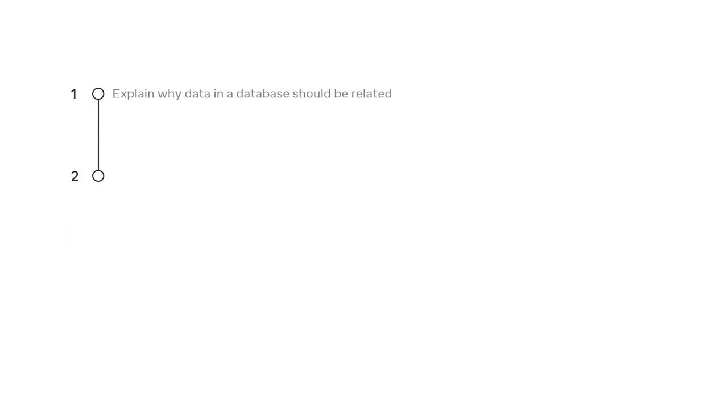Over the next few minutes, you'll explore this process, and by the end of this video, you'll be able to explain why data in a database should be related and identify an instance of related data in a database. Data stored in a database cannot exist in isolation. It must have a relationship with other data so that it can be processed into meaningful information. So how do you make sure that all the data in your database is related?